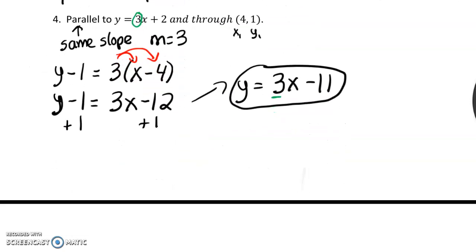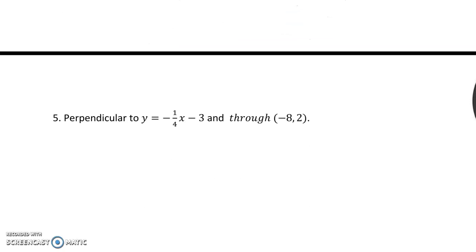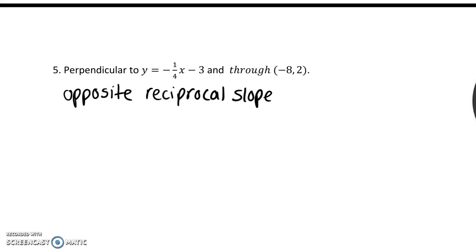Okay, last one, we're going to work with a line that's perpendicular. And so with perpendicular, we know that we're going to have opposite reciprocal slopes. And so our slope right here, as we can see, is negative 1/4. So to get the opposite, I'm going to make it positive, and then I'm going to flip it. So it's going to become 4/1. So I get a positive 4/1, which we're going to write as 4. So my slope is 4.